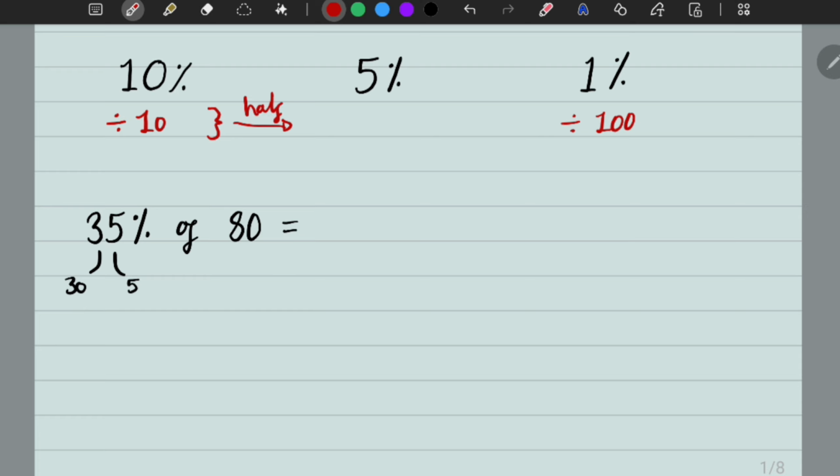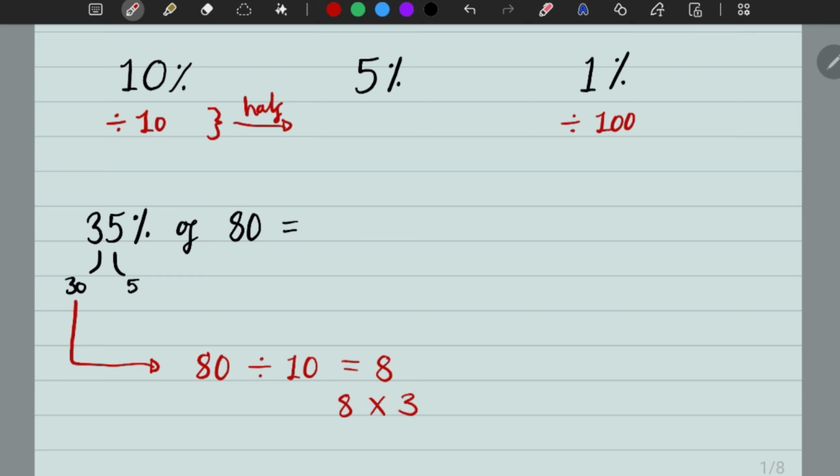So first I need to find 10% of 80. And to find 10% I need to do 80 divided by 10. So let's do that here. 80 divided by 10 equals 8. Now to get from that 10 over to 30, I need to times by 3. So I'm going to do the same with my 8 here. I'm going to do 8 times by 3.